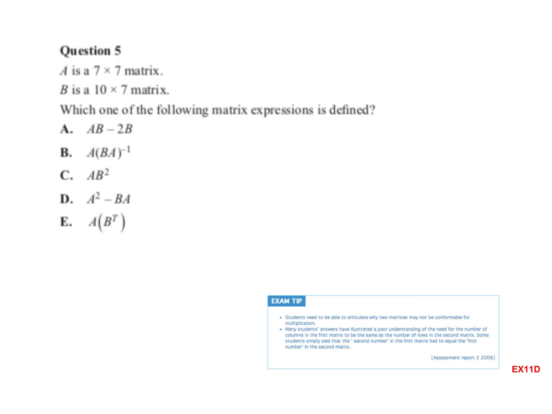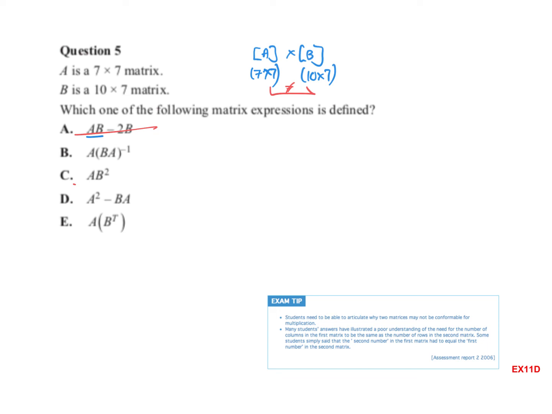Okay, question 5. Matrix A is a 7 by 7 and B is a 10 by 7 matrix. Which of the following expressions is defined? So, first of all, can we multiply matrix A by matrix B? Because that's what they're asking me to do here. So we've got a 7 by 7 with a 10 by 7. Is that defined? No. So we can't do AB.